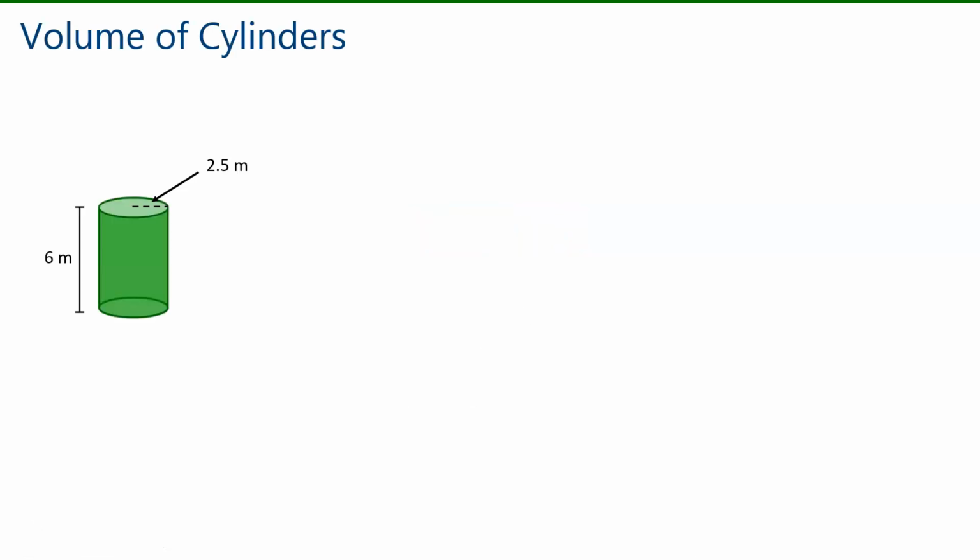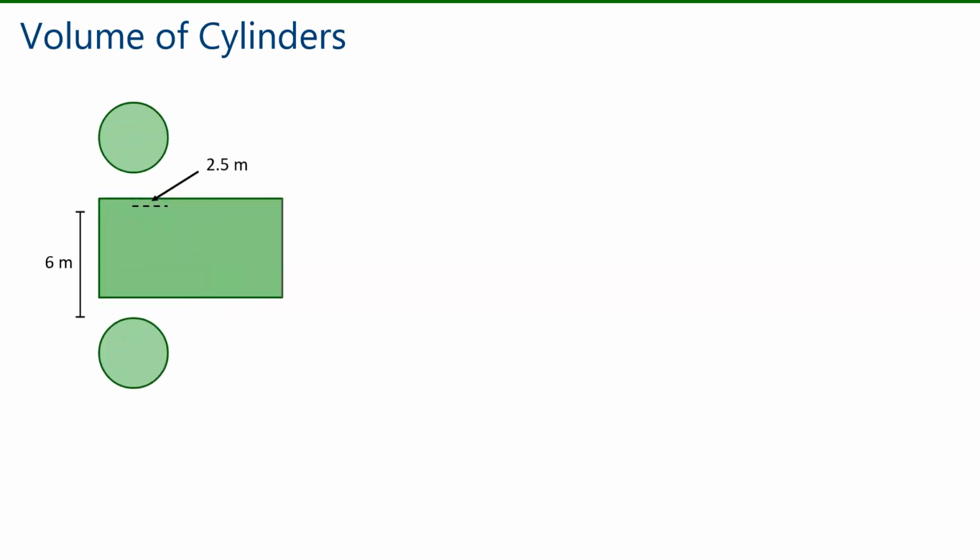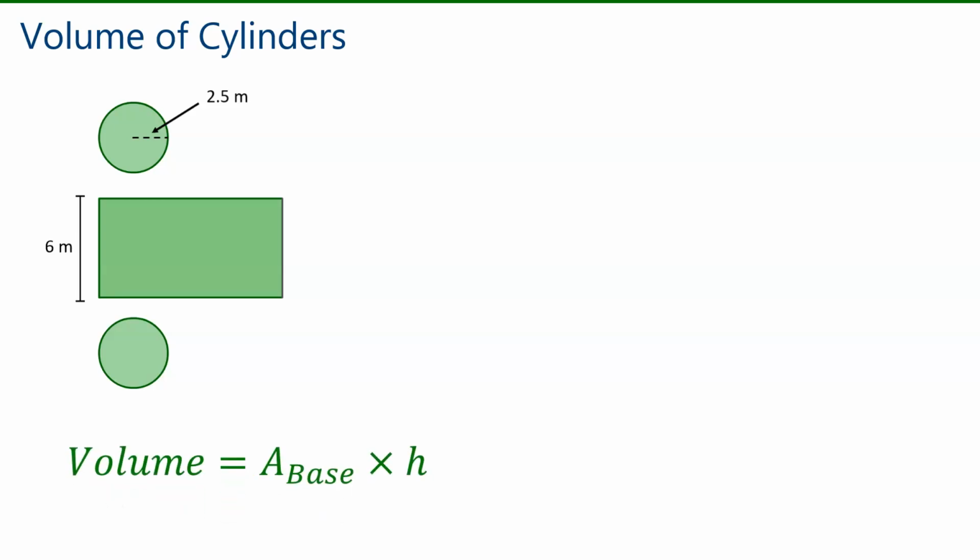Here's a cylinder, and here's a net of that cylinder, so that we can see where the measures are placed. As with other 3D objects, to find the volume of a cylinder, we multiply the area of the base by the height. Cylinders are a little bit different in that the base is circular, it is not a polygon. So to find the area of the base, we have to find the area of a circle. Remember, to find the area of a circle, it's pi r squared.